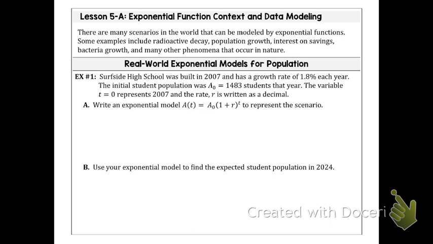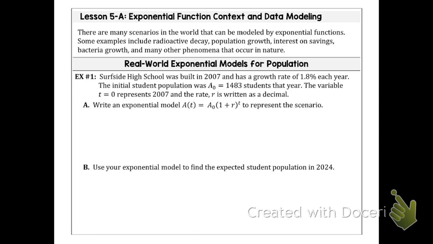Example 1 says Surfside High School was built in 2007 and has a growth rate of 1.8% each year. The initial student population was A sub 0, which is equal to 1,483 students that year. The variable t equals 0 represents 2007, and the rate r is written as a decimal. Write the exponential model A of t is equal to A sub 0 times 1 plus r raised to the t to represent the scenario.